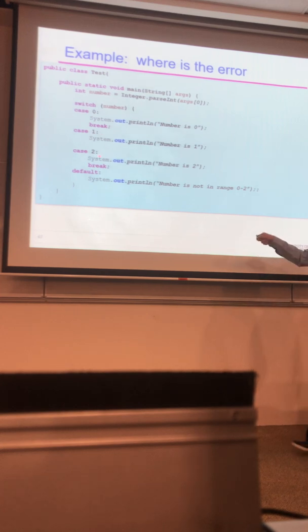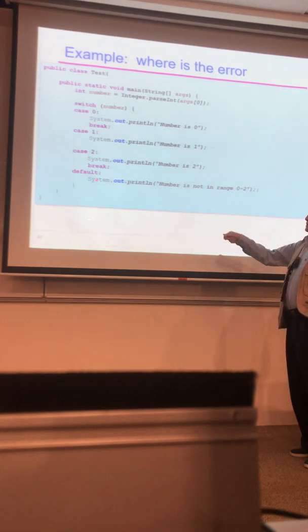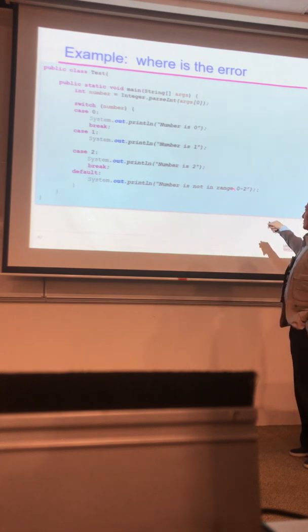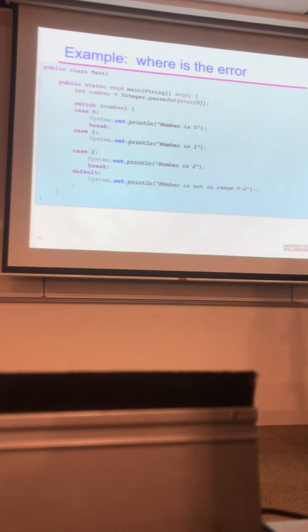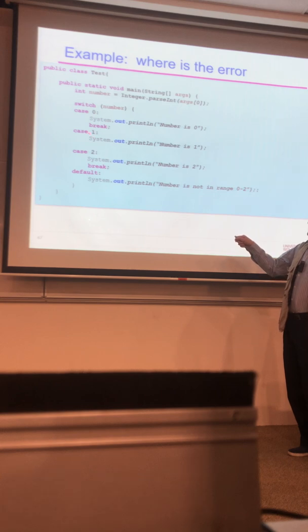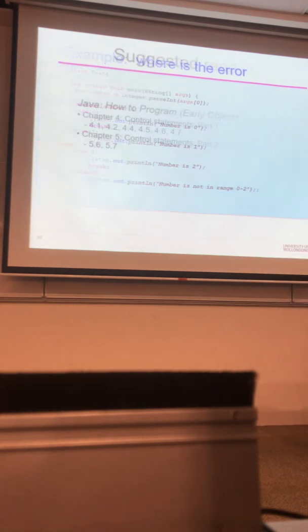But if the number is equal to 2, we'll come to the case number 2, number is 2 is printed out, followed by a break. So the default, System.out.println number is not in range. So in that case, we display a message. So if you wanted to fix the logical error after the case 1, you may want to put a break so that when the number is equal to 1, you print out the number is 1. And when the number is 2, you print out the number is 2. So a break if you want to.